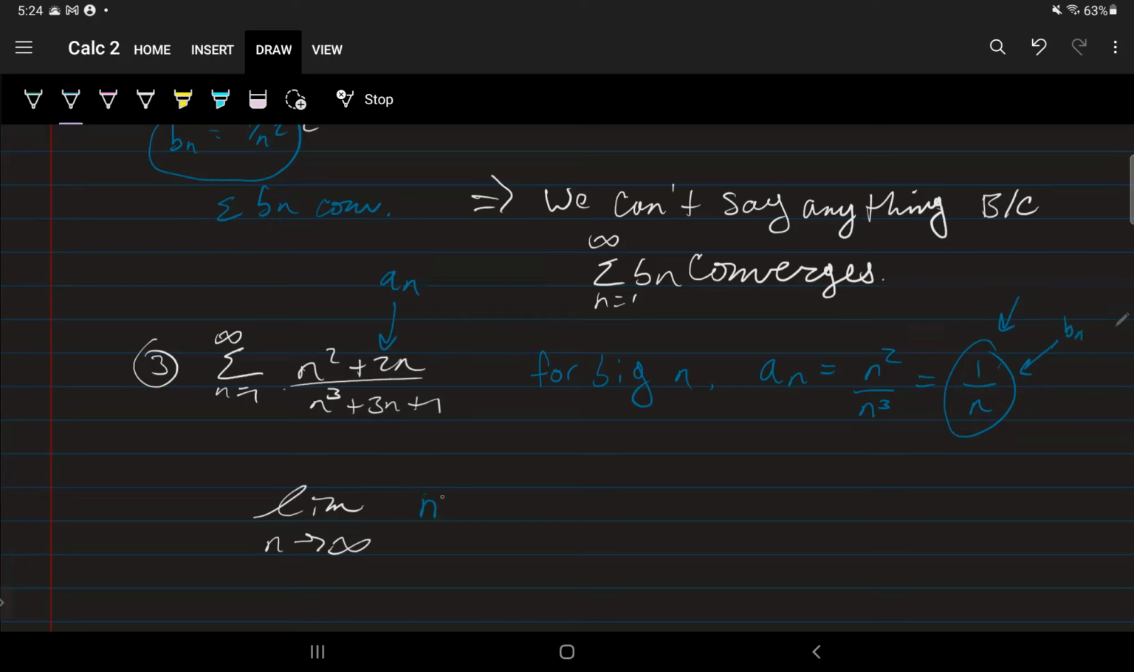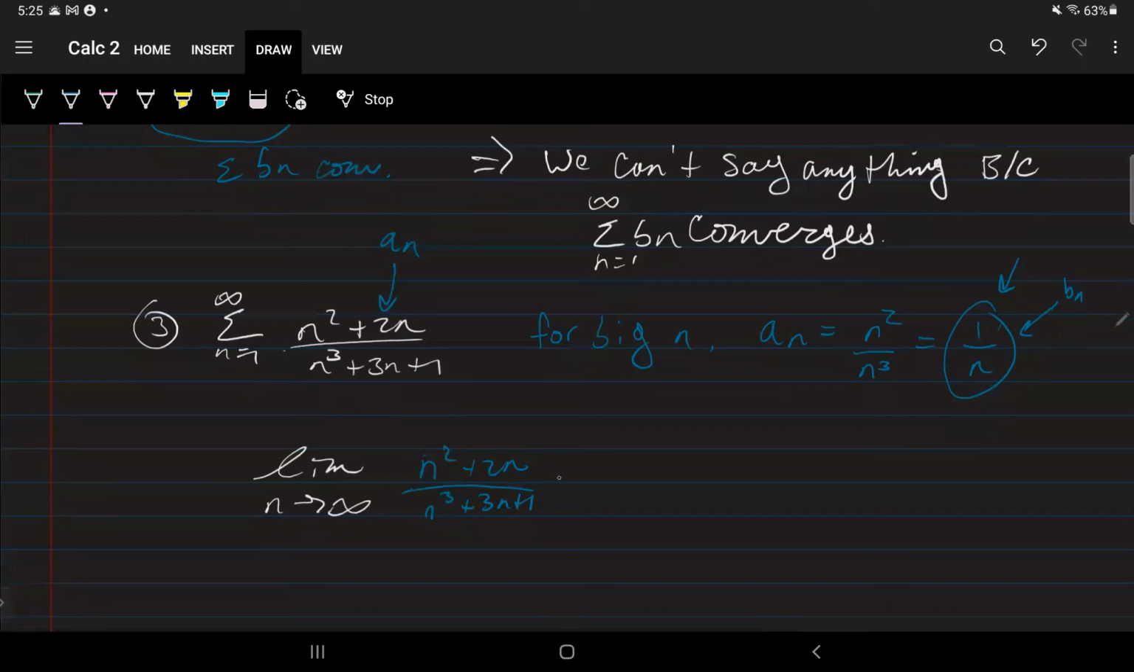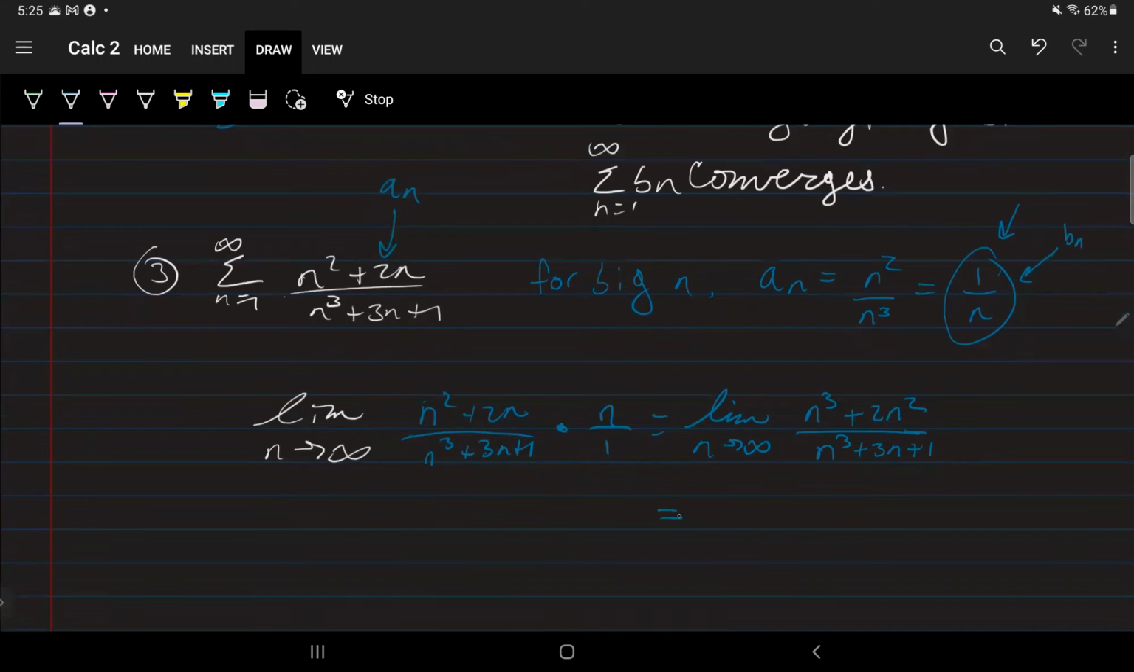So the limit becomes n squared plus 2n over n cubed plus 3n plus 1 divided by 1 over n, which is the same thing as times n over 1. So that's equal to the limit as n goes to infinity of n cubed plus 2n squared over n cubed plus 3n plus 1. And then we do L'Hopital's rule 3 times, or we could just look at the dominating powers and see that this limit is equal to 1.